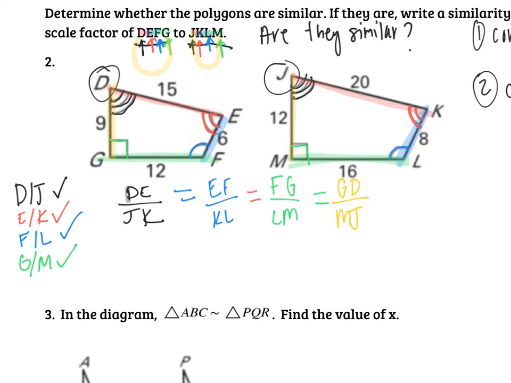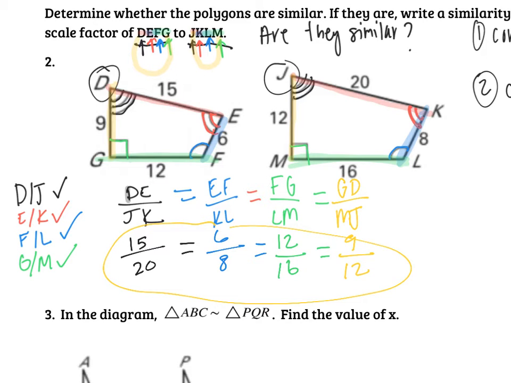Now that I know which things are partners with each other, I'm going to plug in my numbers. And if you are comfortable just plugging in the numbers from the get-go, you don't even have to do the step that I just did. So you could have initially just said, well, I know DE is 15 and JK is 20, so that's 15 over 20. All right, then EF is 6 and KL is 8. Then I've got FG, which is 12, and LM, which is 16. And GD is 9, while MJ is 12. So I have my 4 fractions.